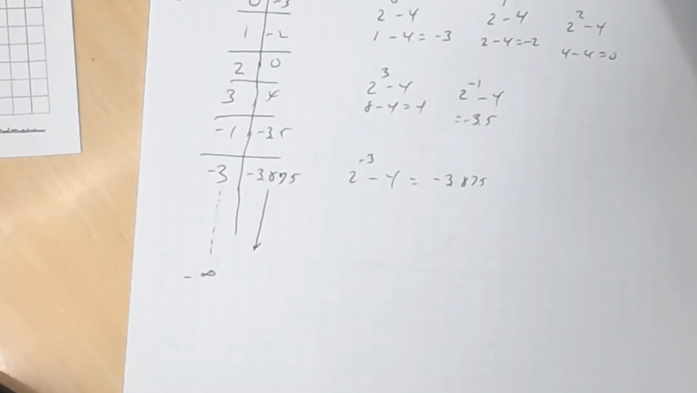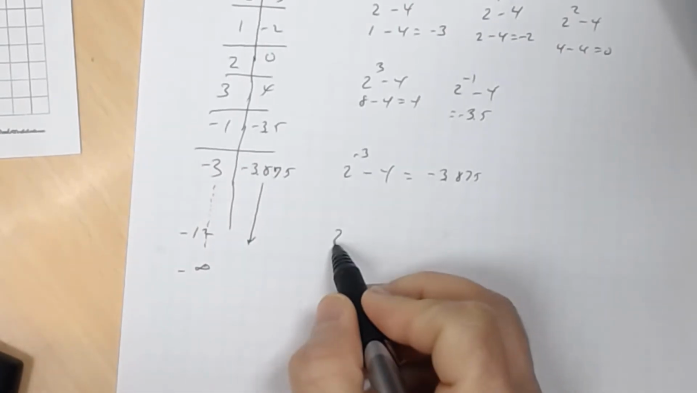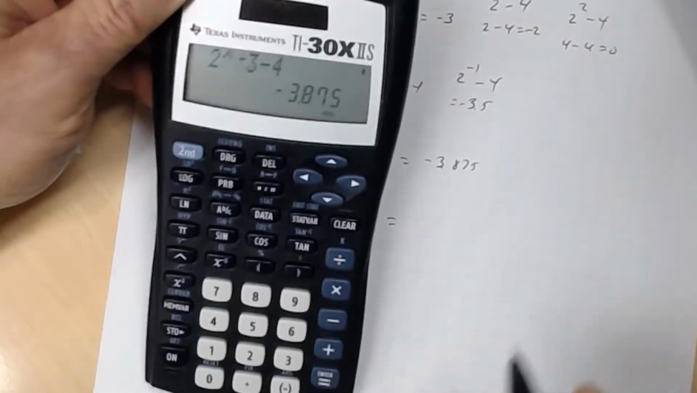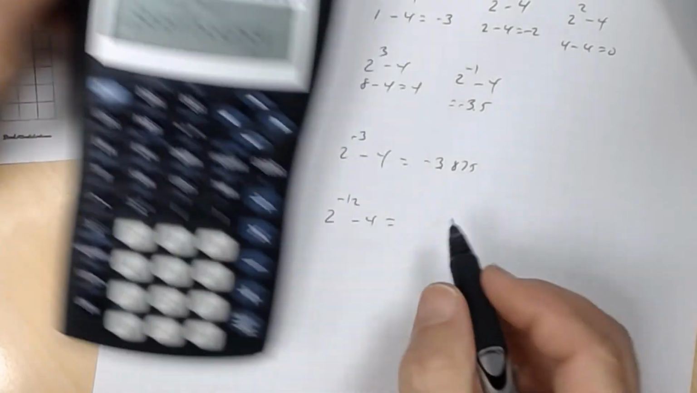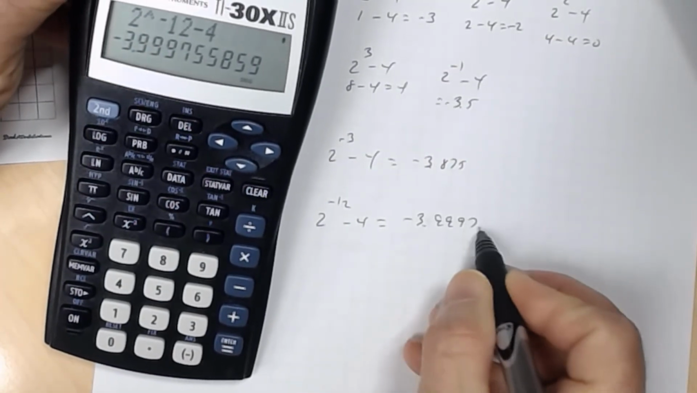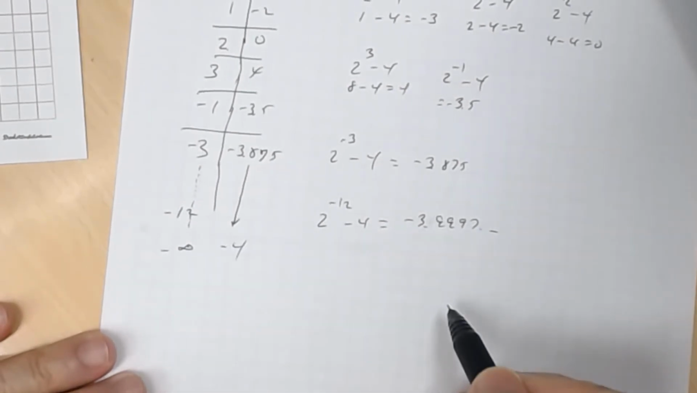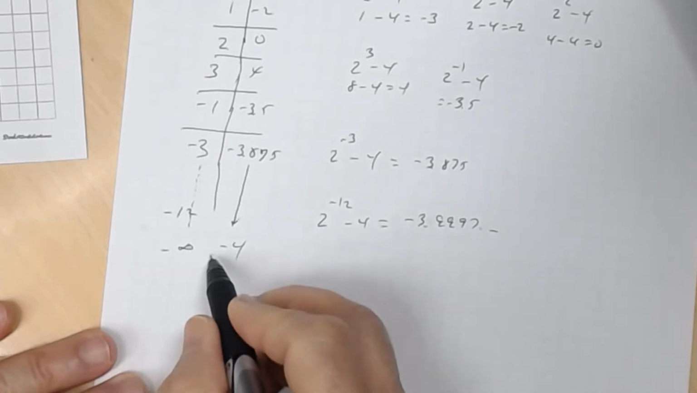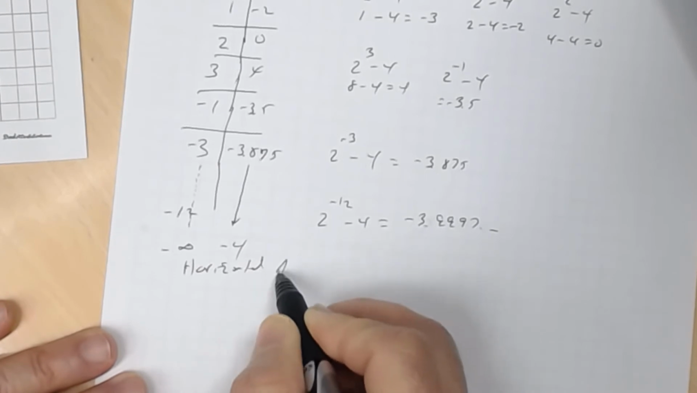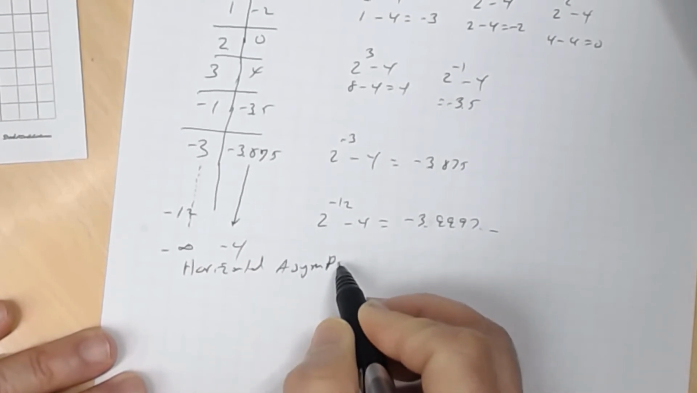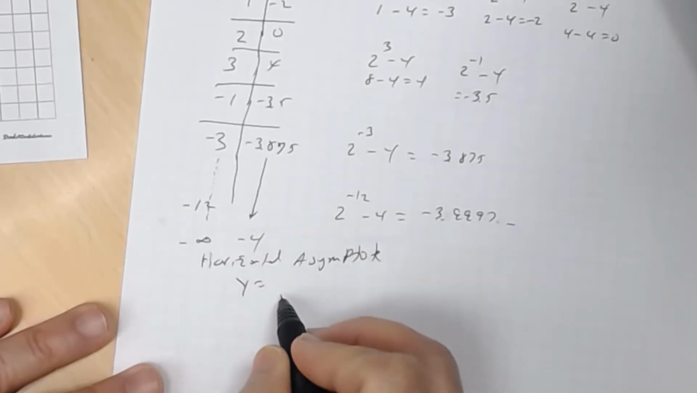What do you think? So if I put, let's say, negative 12 here, and I have 2 to the negative 12 minus 4, let's see what that is. 2 to the negative 12 minus 4 equals negative 3.9997 and so on. What do you think it's approaching, guys? It's approaching negative 4, isn't it? So that's going to be your horizontal asymptote. A-S-Y-M-P-T-O-T-E. Your horizontal asymptote is a horizontal line, so you can say y equals that number, y equals negative 4.